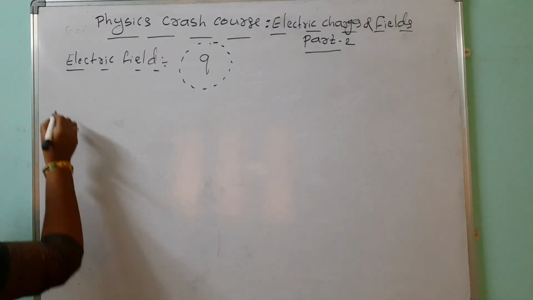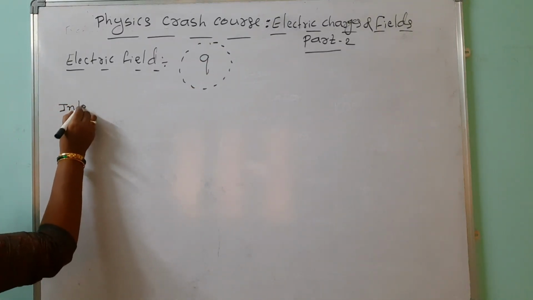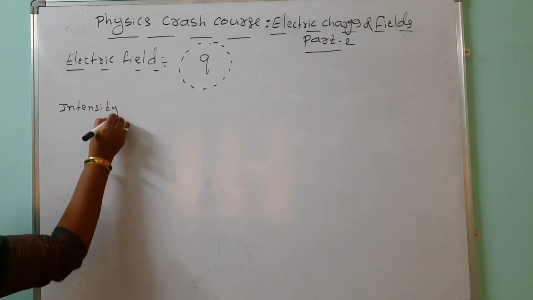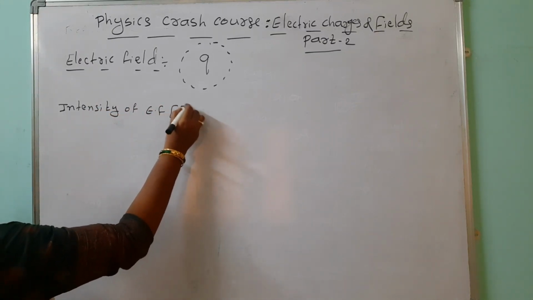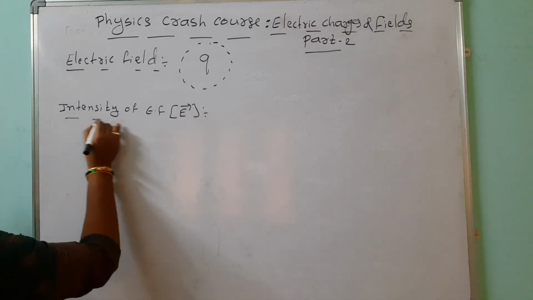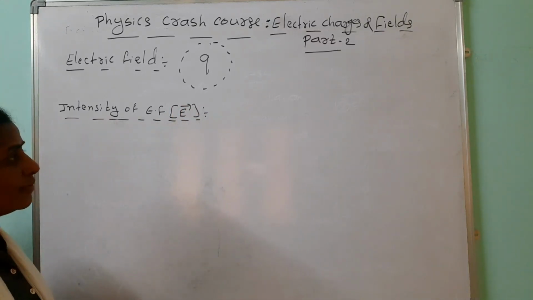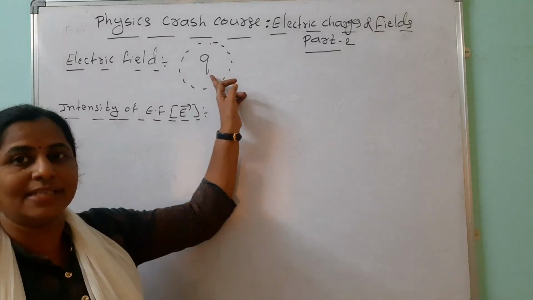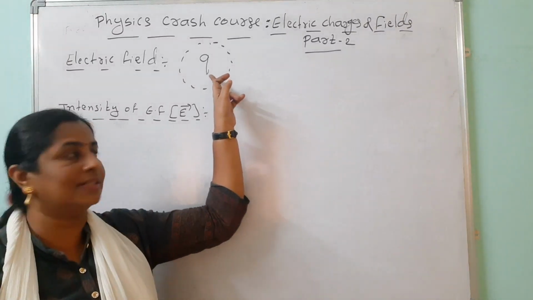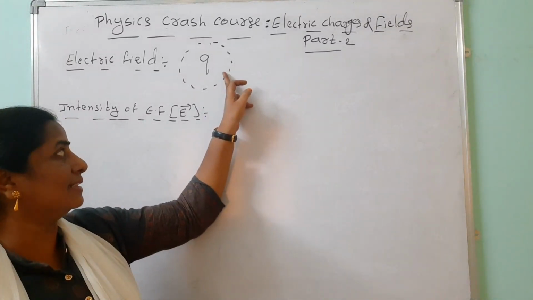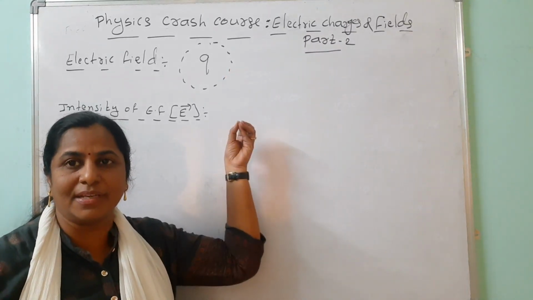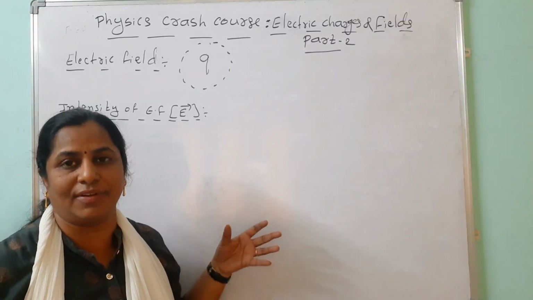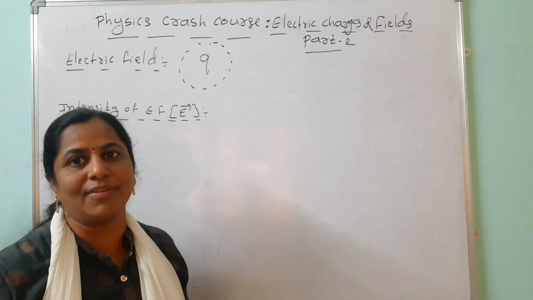Then we are going to discuss the intensity of electric field. Intensity of electric field is represented by E bar. E bar means it is a vector quantity. In this case, this intensity is different at different positions. Suppose we place another charge here, at somewhat more distance there is less effect. When we bring it closer, there is somewhat more effect. That is called the intensity of electric field.